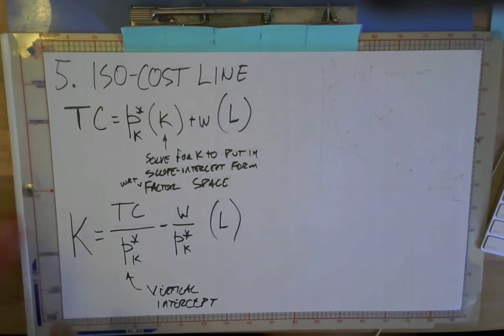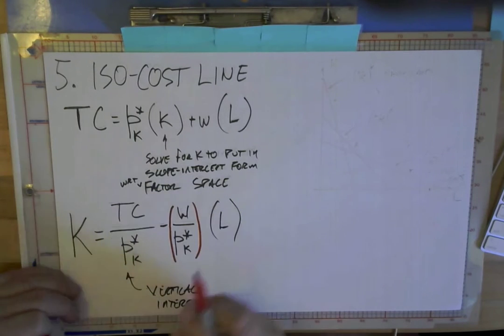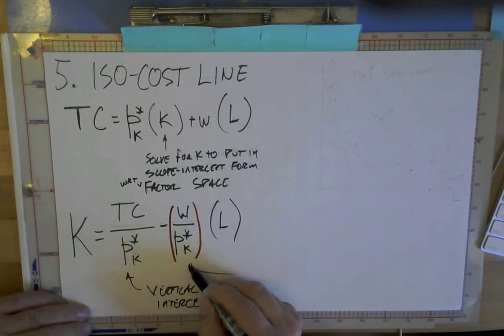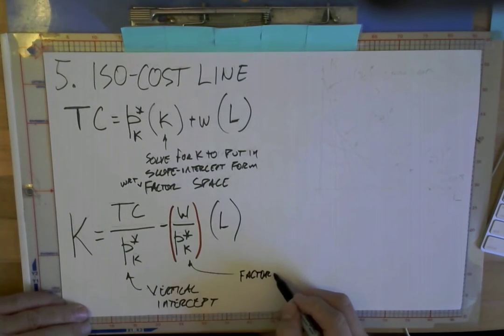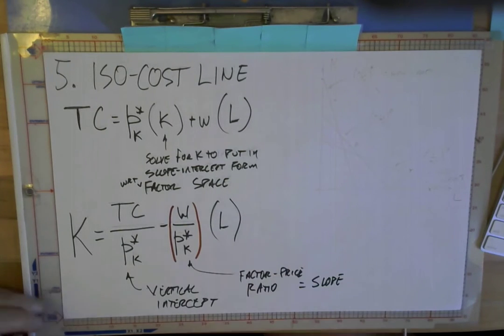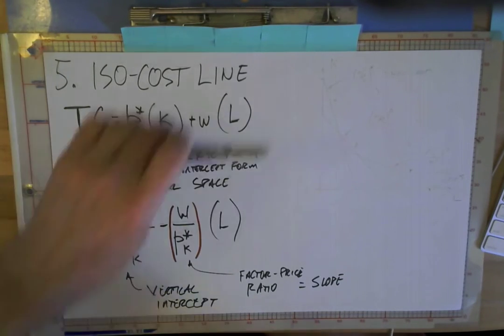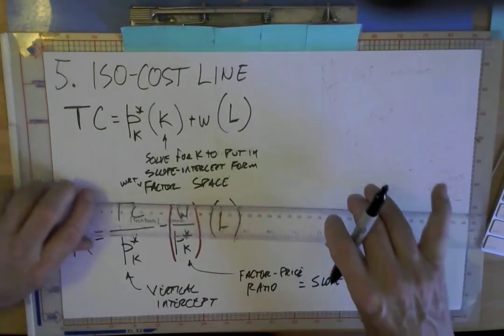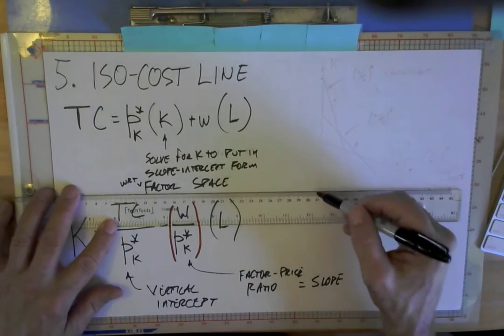And the ratio of the price of labor over the price of capital is called the factor price ratio. Negative the factor price ratio is equal to the slope of the iso-cost line.